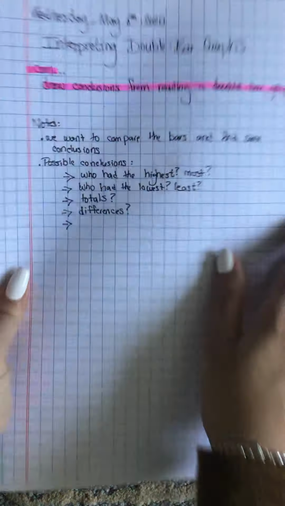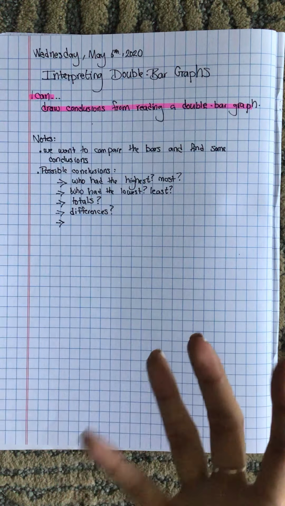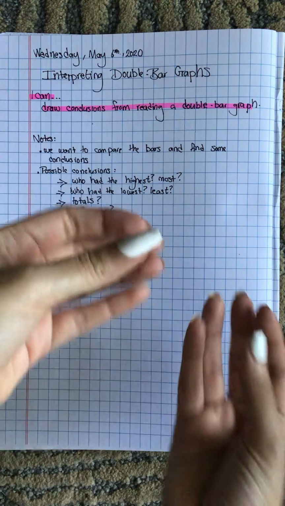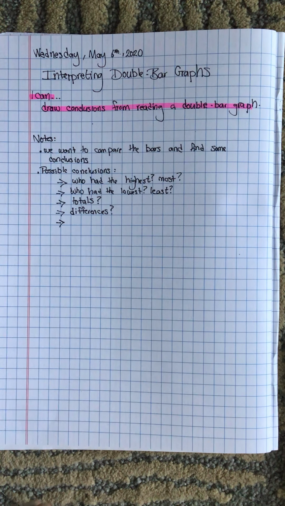So there's no major notes, but that's all the I can statement is. You're drawing conclusions from a double bar graph. You're looking at it and saying, well, what does this tell me? You're asking yourself that question. Other than just colors and bars, what does this tell me? And you draw some conclusions.